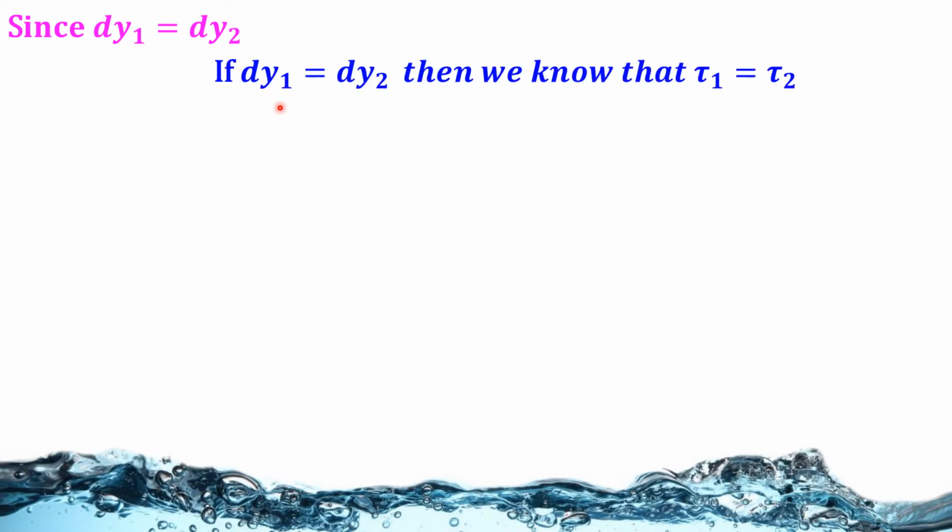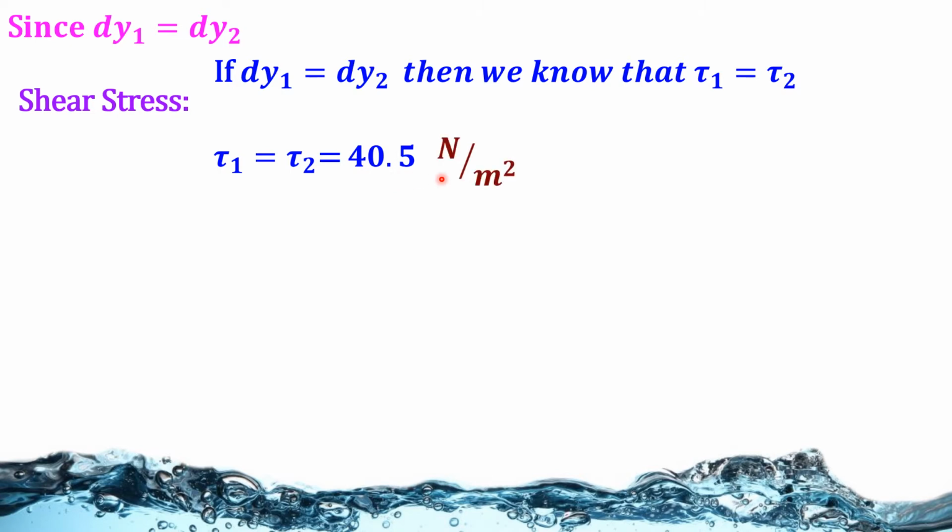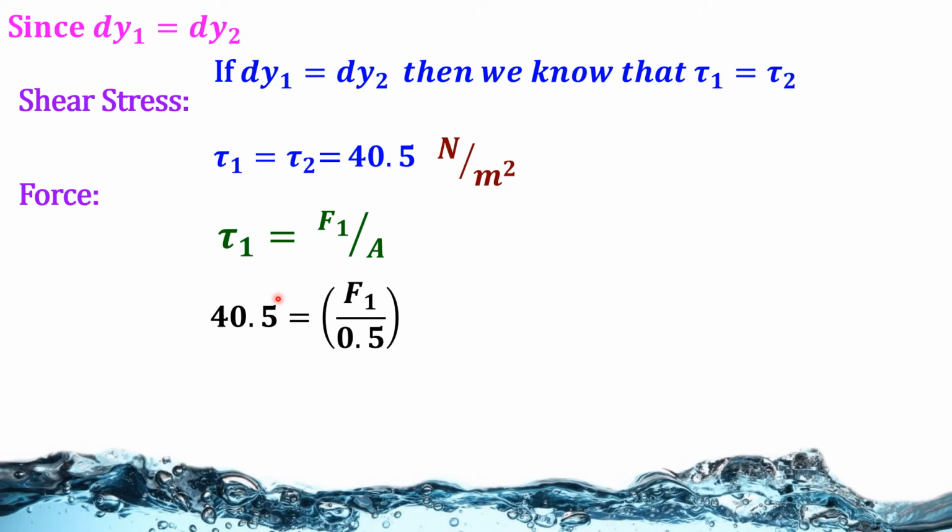Since dy1 is equal to dy2, we know that tau1 is equal to tau2. Therefore, tau1 equal to tau2 is equal to 40.5 Newton per meter square. Shear stress tau1 is equal to F1 by A. So I know my tau1 as 40.5 and my area as 0.5. Therefore, F1 is equal to 20.25 Newton.